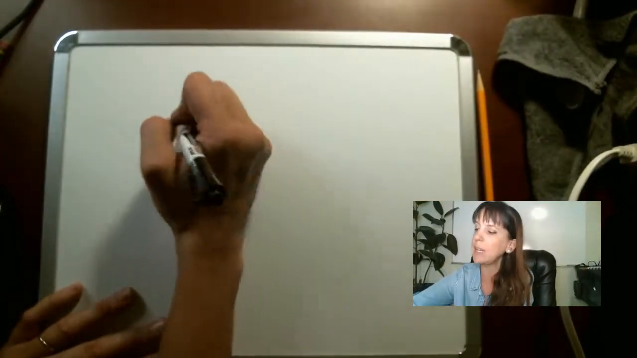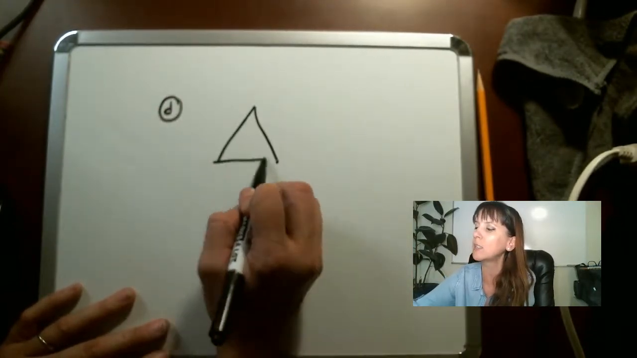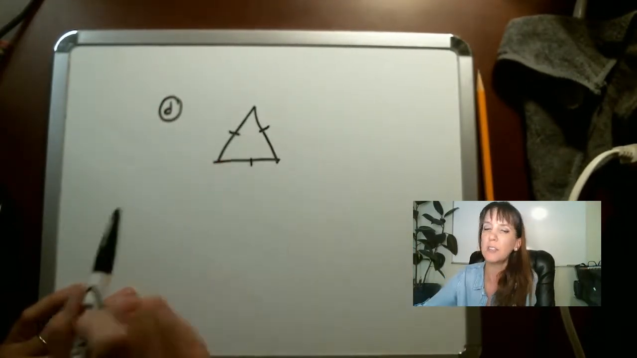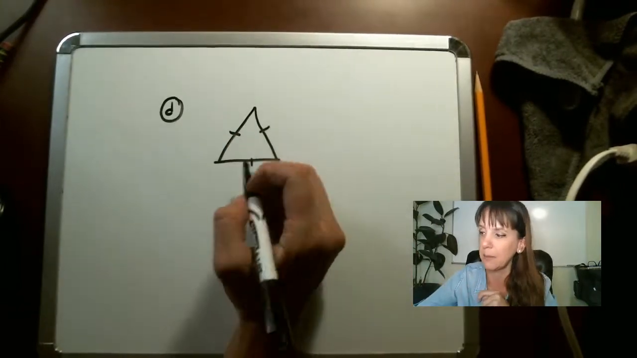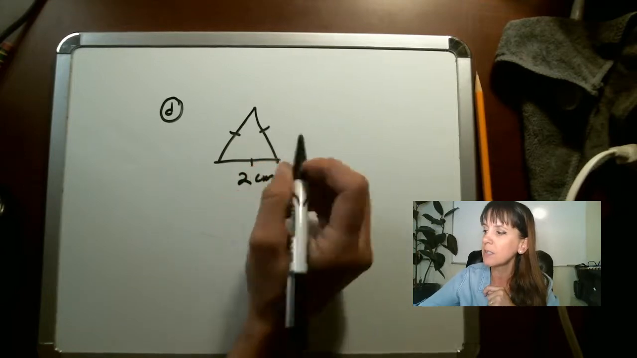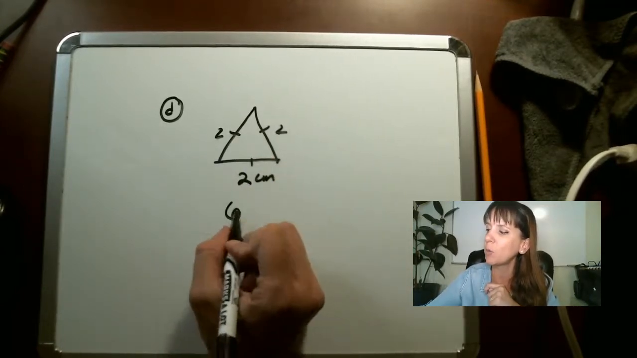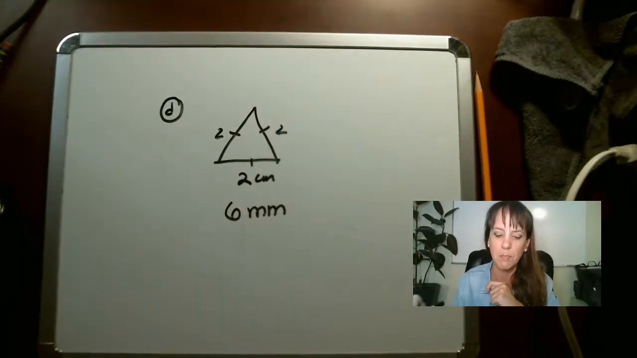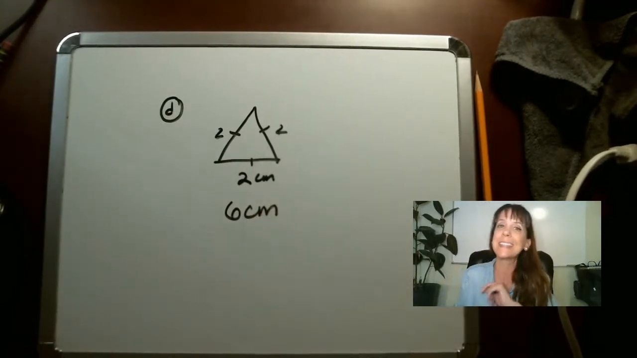Looking at D, we have an equilateral triangle. Equilateral triangle means all 3 sides are the same, and that's what those little notches mean. Those mean same, they're all the same. This is 2 centimeters, this is 2, and this is 2. 2, 4, 6, that means the perimeter of this thing is 6 millimeters, not millimeters, 6 centimeters.